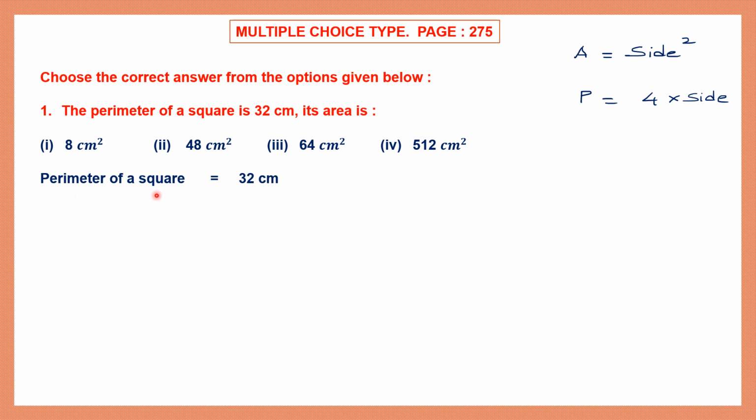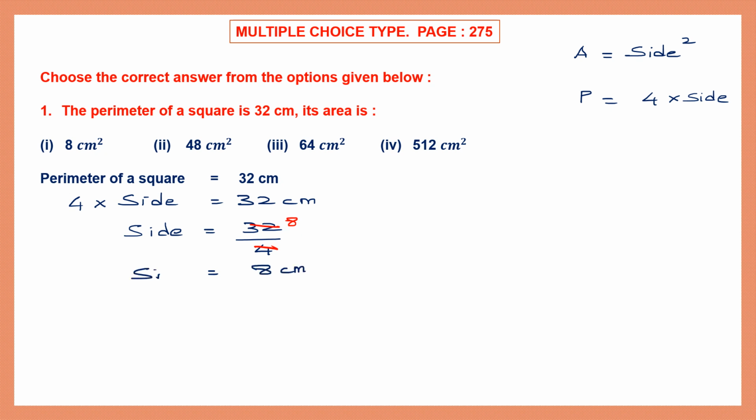And the formula for perimeter of a square is 4 into side. So 4 into side is equal to 32 centimeters. Now we can find the value of the side of the square by saying 32 divided by 4. We are dividing by 4 because here it is multiplication. So 32 divided by 4. 4 8s are 32. So we have found the value of the side. The side is 8 centimeters.